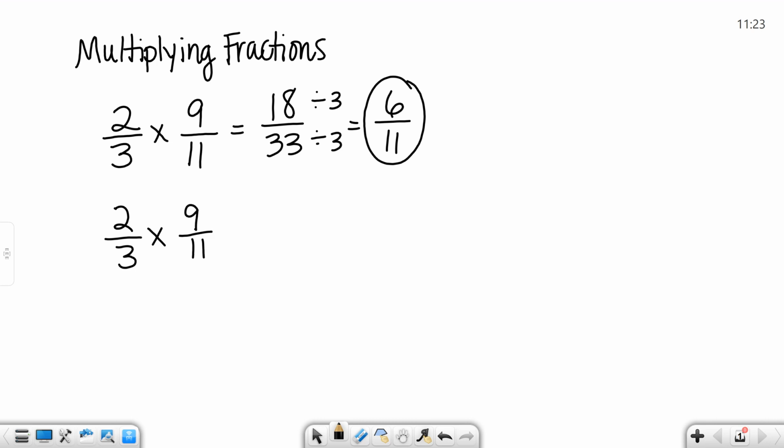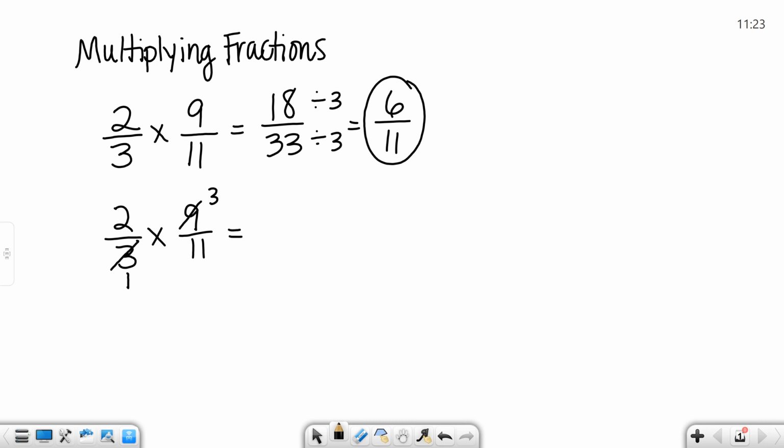do reducing within the problem, and we call that canceling. If you have a number on the bottom of a fraction and a number on the top of the other fraction, you can go ahead and do canceling, which is to look for a number that these are both divisible by. So we have a 3 and a 9 here that are both divisible by 3. So 3 goes into 3 one time, 3 goes into 9 3 times. 2 and 11, there's nothing that they are both divisible by, so we'll leave those alone.